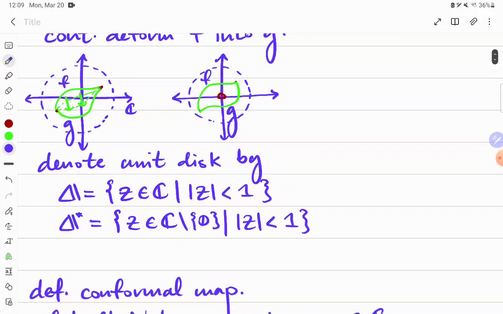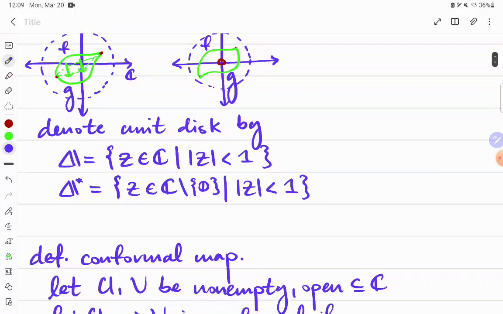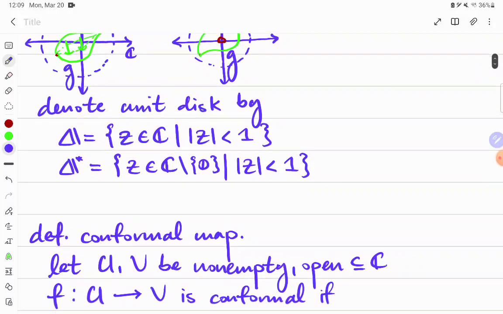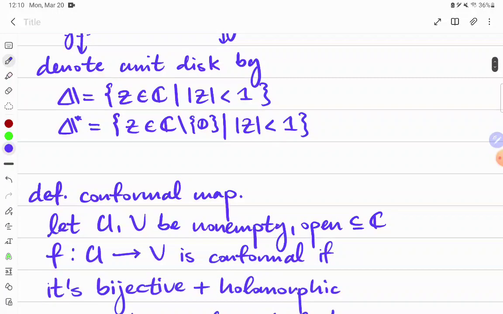Now we will look at something called a conformal map between regions. So let U and V be non-empty open subsets of the complex plane. A map from U to V is called conformal if it is bijective, so just injective and surjective as sets, and it is holomorphic, that is complex differentiable at every point.